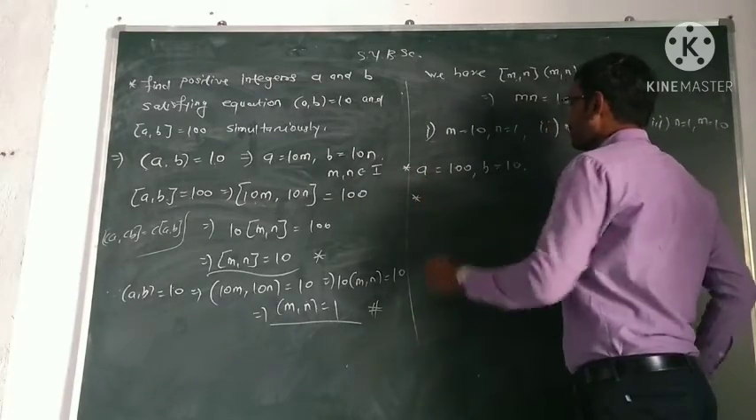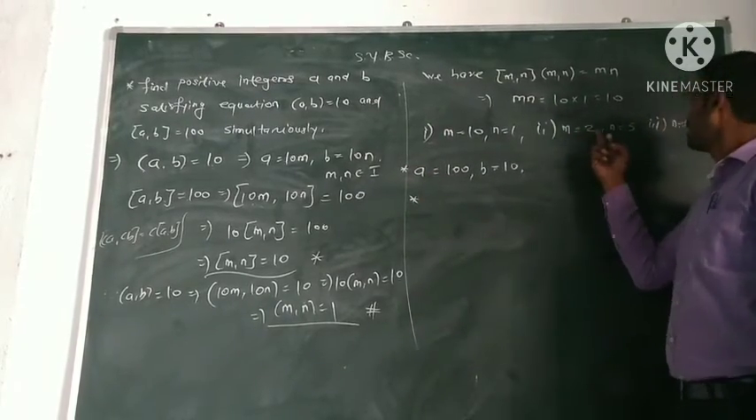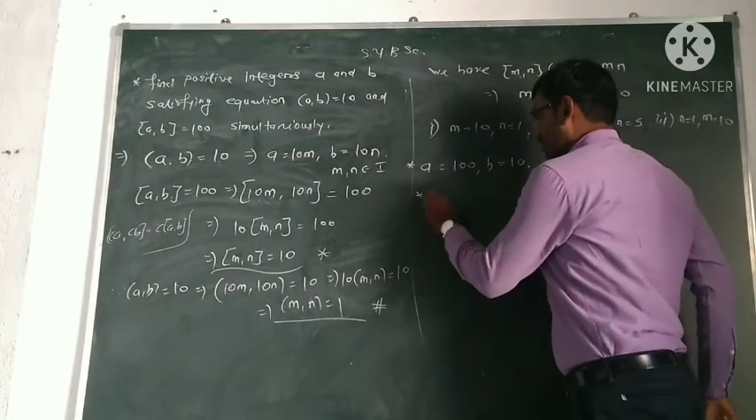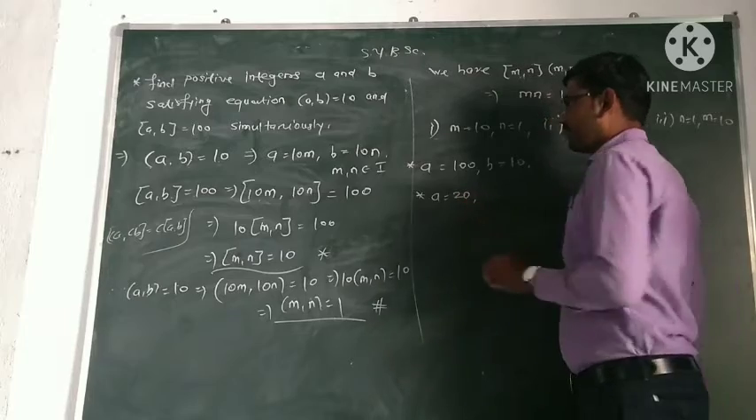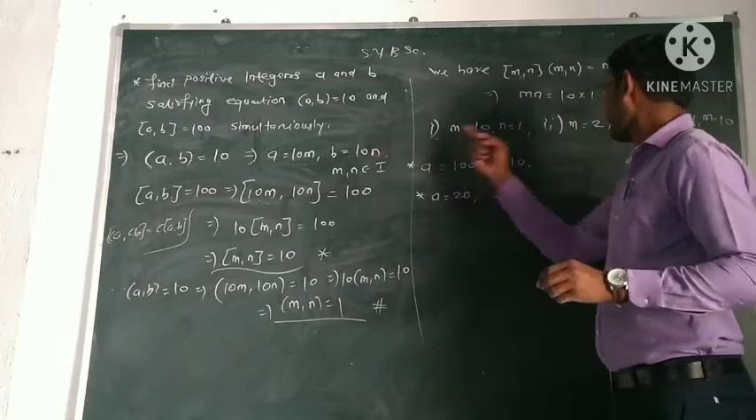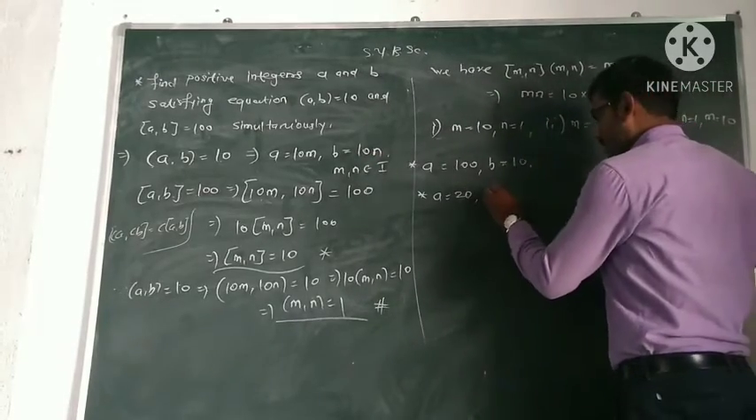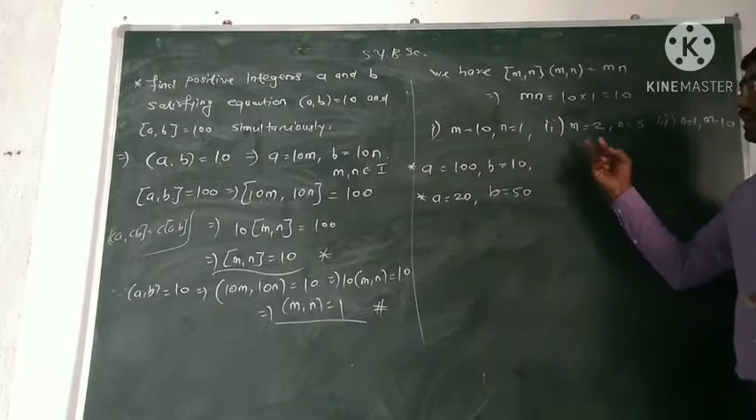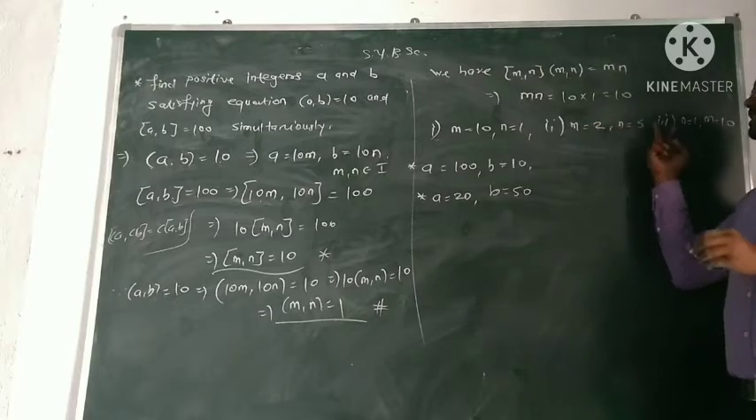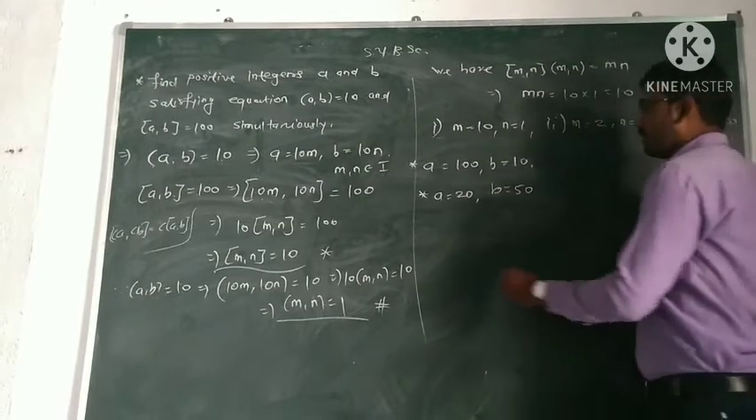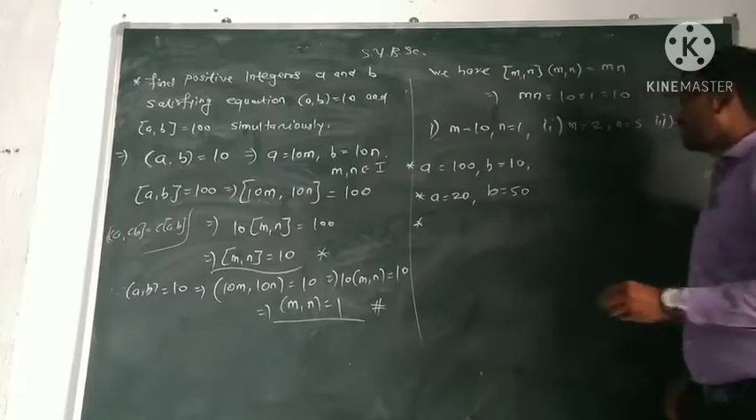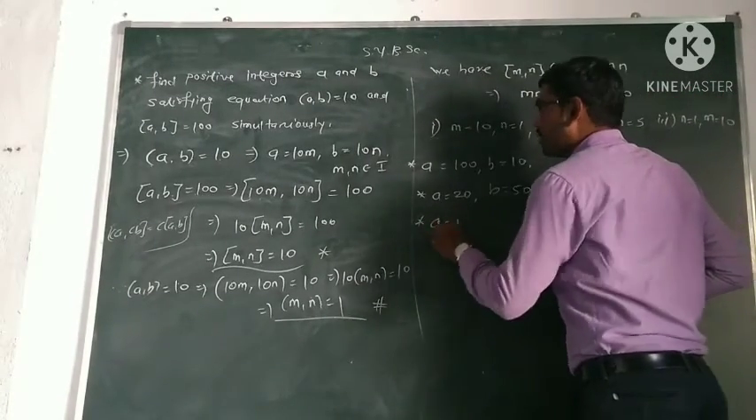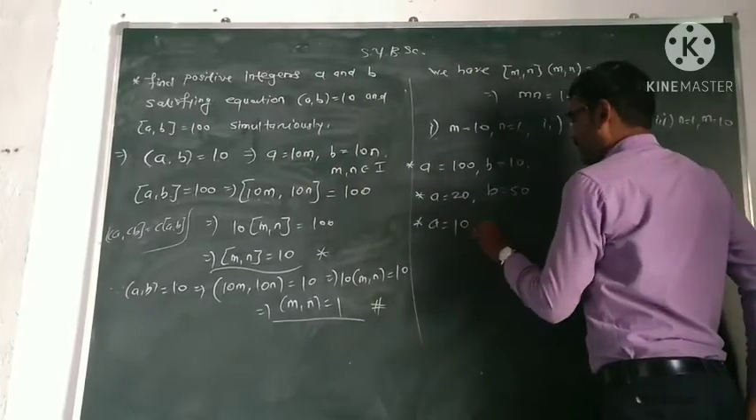So using this condition, M is equal to 10, N is equal to 1. A is 10 times M, M is 10, 10 into 10 is 100. So A is equal to 100 and B is equal to 10 into N, which is 10. Then in this condition, M is equal to 2, N is equal to 5. So 10 into 2 is 20, and 10 into N, N is 5, so B is equal to 50. We can have one more condition, M is equal to 5, N is equal to 2 also.